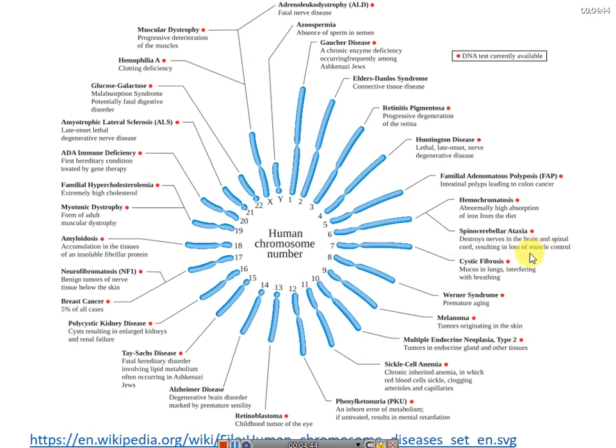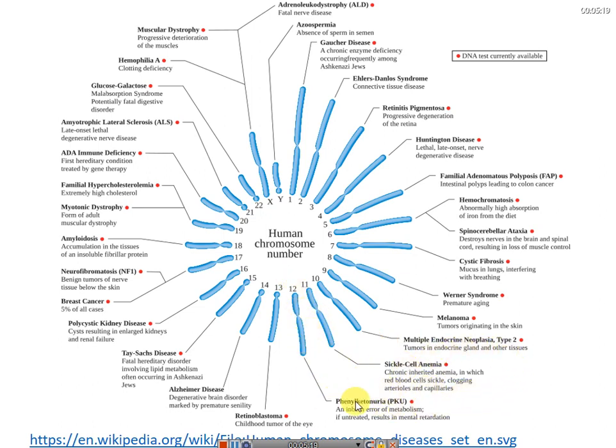Then cystic fibrosis, we all know that mucus production increases in the lungs, interfering with breathing. And then Werner syndrome, that is premature aging. Then melanoma, which is a tumor originating in the skin. Multiple endocrine neoplasia type 2, where tumors in endocrine glands and other tissues occur. Sickle cell anemia, which you are all very familiar with, is a chronic inherited anemia in which red blood cells sickle and clog the arterioles and capillaries.